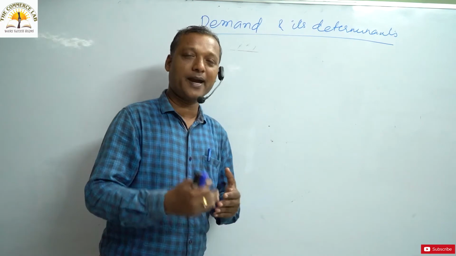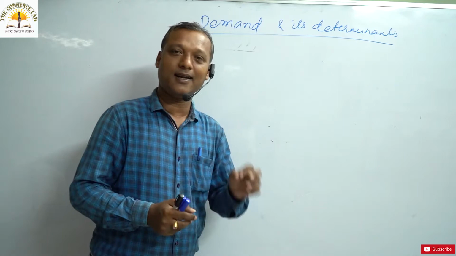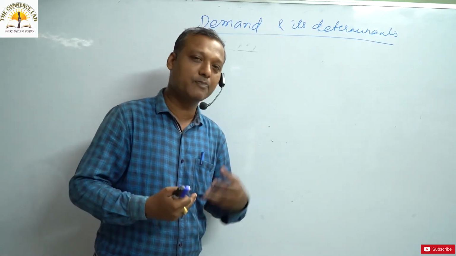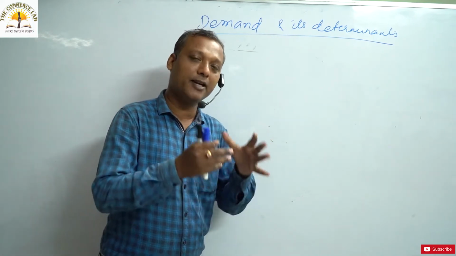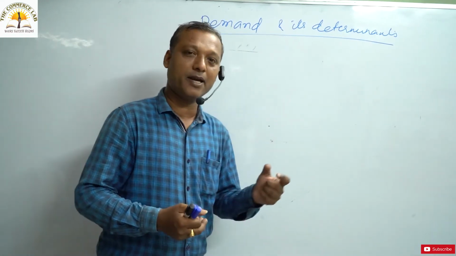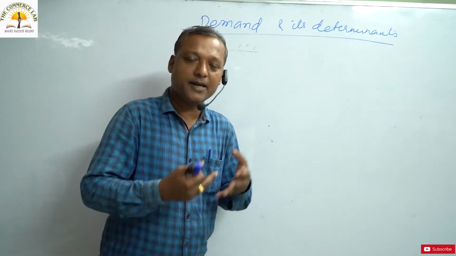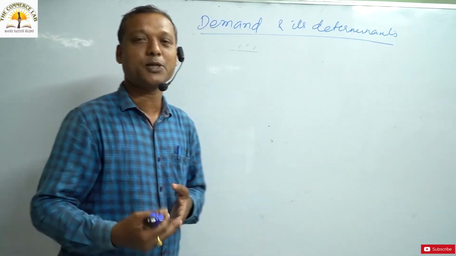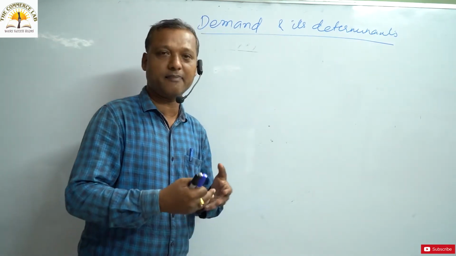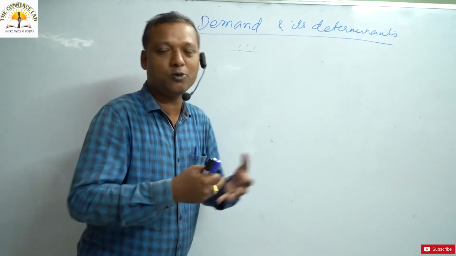So willingness to pay and capacity to pay are the two important terms related to demand. Unless the two are fulfilled, demand cannot be fulfilled. When a person desires something, the willingness to pay and capacity to pay must be there. For example, a street beggar has willingness to pay, but he doesn't have the capacity to pay. Capacity means ability to pay. Willingness to pay means your desire to pay.